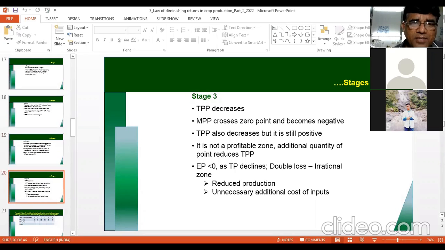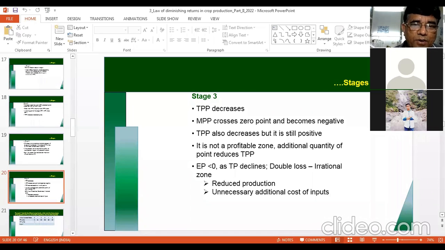Stage 3 is the last irrational stage. TP decreases, MP crosses the 0 point and becomes negative. This is very harmful, farmers will be in loss, farming is in loss. TP also decreases, but it is still positive. It is not a profitable zone.